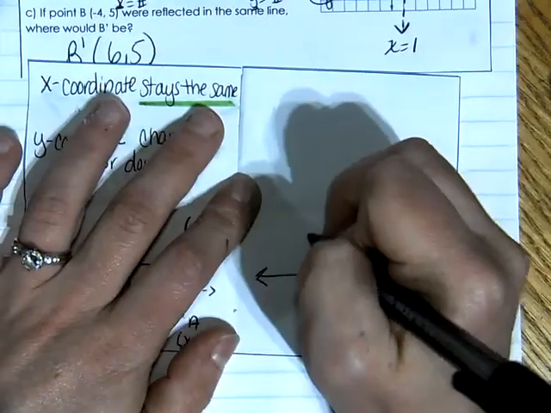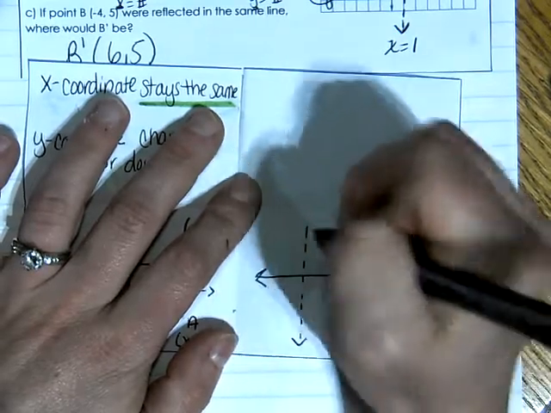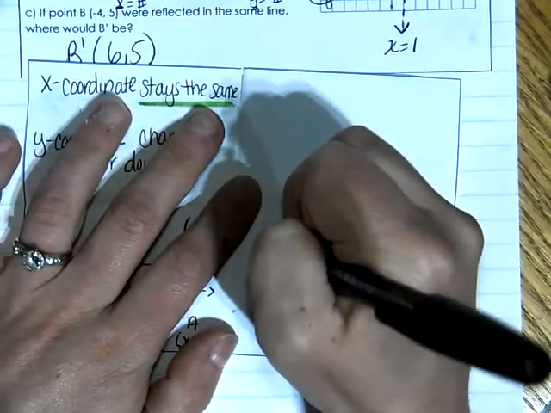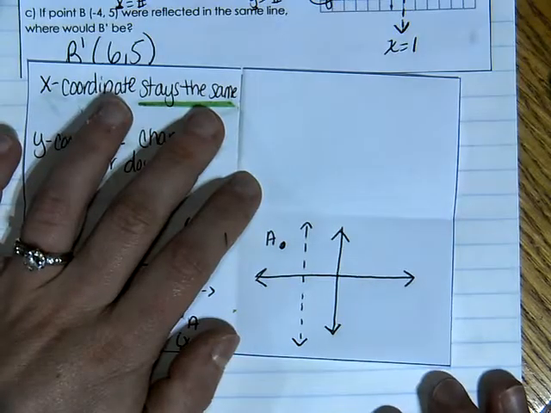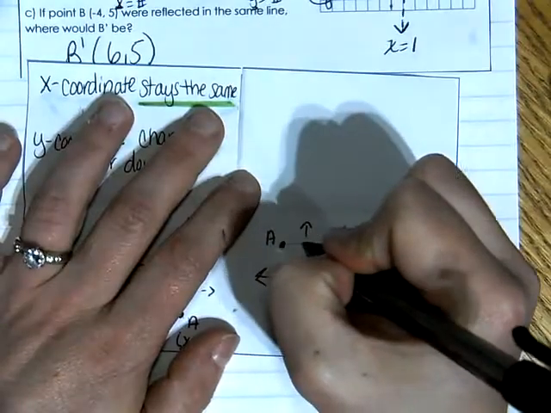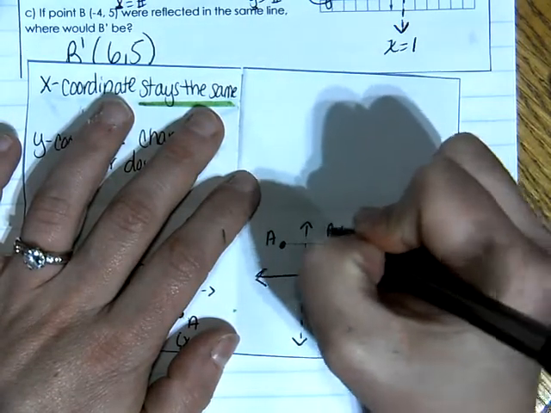And I'm going to draw a vertical dashed line with a point on one side, and we're going to call it letter A. If I were to reflect letter A on the other side, it would be located right here at A prime.